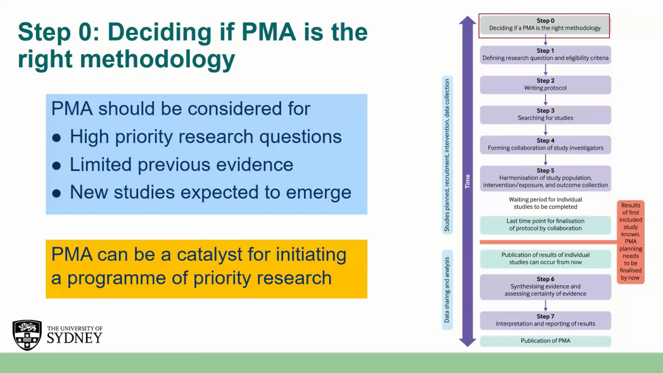Now, before you even start a PMA, you want to decide that PMA is the right methodology for your research question at hand. Generally, PMA should be considered for high priority research questions for which limited previous evidence exists and new studies are expected to emerge. I think this shows again why COVID is such a prime example of where PMA are needed. PMA don't have to be passive, they can also be an active catalyst for initiating a program of priority research. If someone identifies an area where PMA may be appropriate, they may motivate other studies in this area to be conducted.